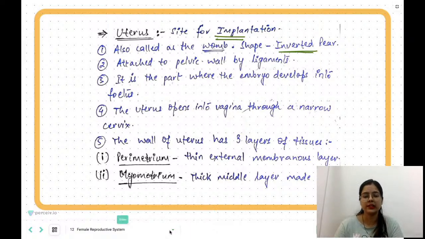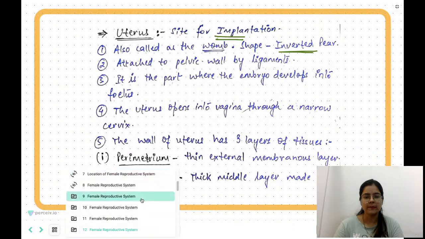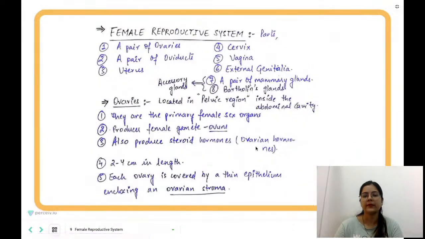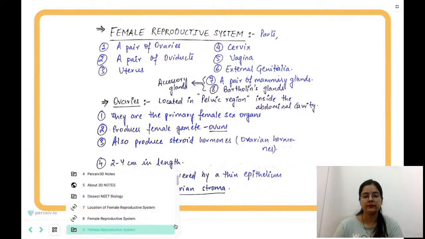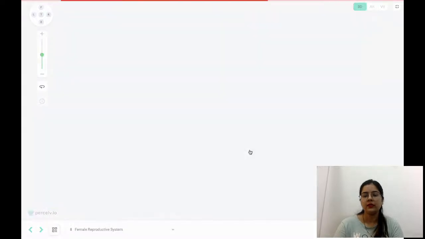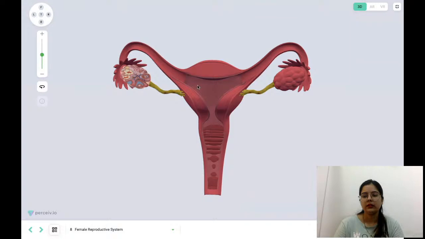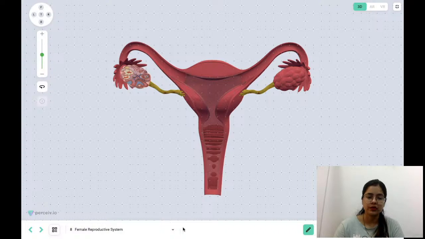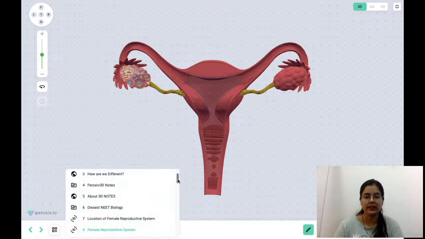You can see the shape of this uterus. This component is considered to have an inverted pear shape. This has also been asked in your examination a couple of times, what is the shape of the uterus. So you people need to know about this in detail.